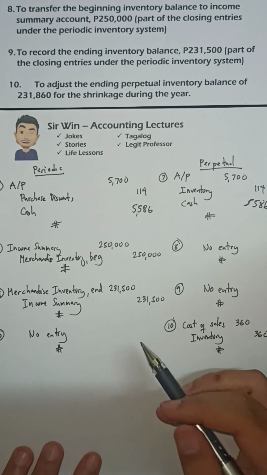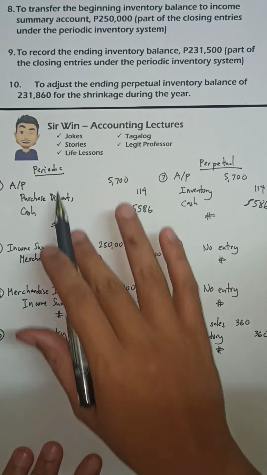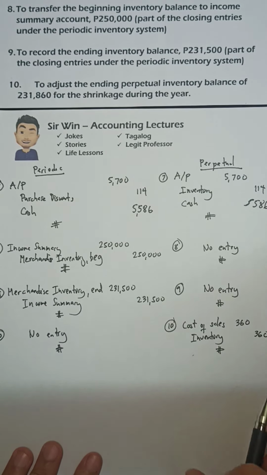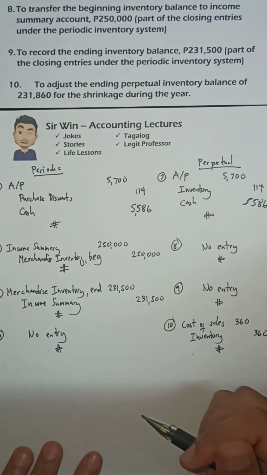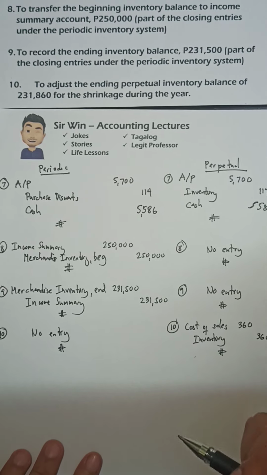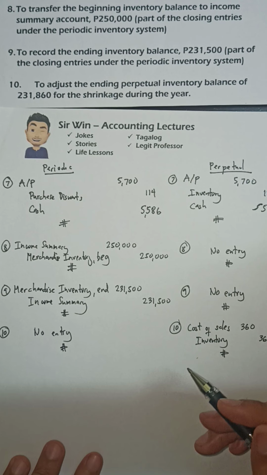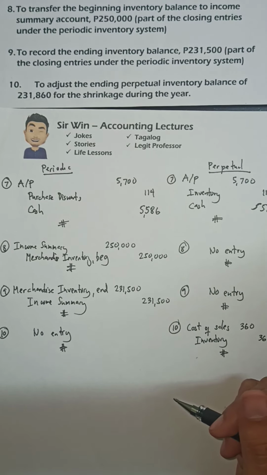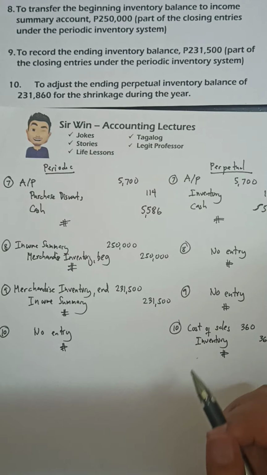Now, kung sakali namang abnormal, basically no entry pa din sa periodic. Wala nga siyang pakialam dun. Kung sakali namang perpetual, therefore, still you are going to credit inventory for 360, kasi hindi na siya inventory, siya nga ay naging losses na. Okay? Nga lang ang debit, hindi cost of sales. Hindi part ng cost, kasi nga abnormal yun. You are going to debit expense or loss.